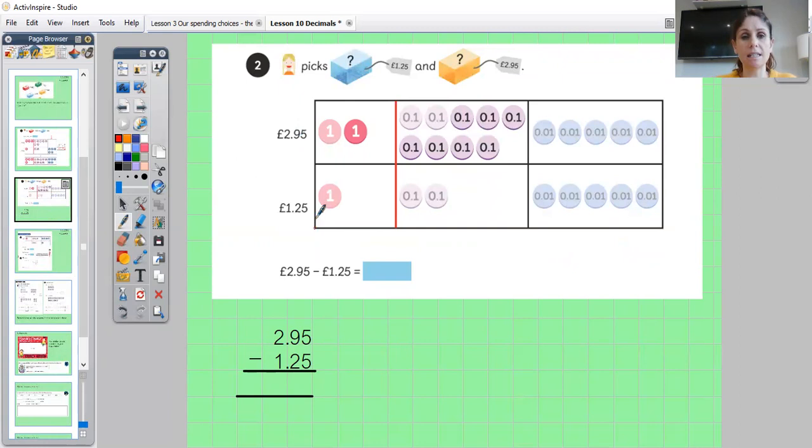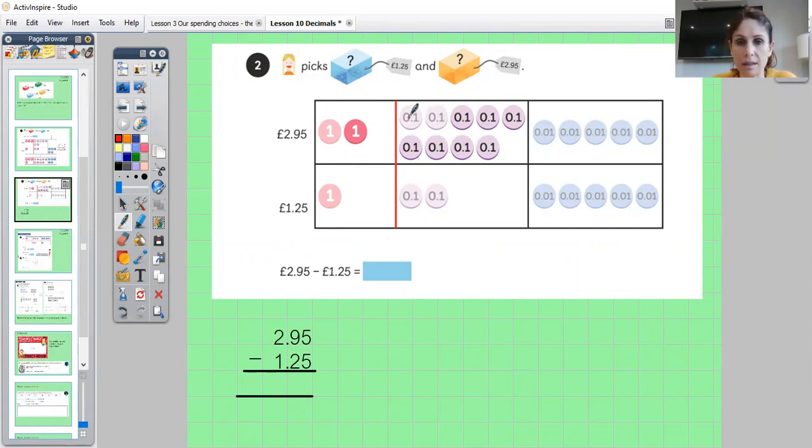Okay, let's have a look at this then. So this time we're thinking about the column method, but we're subtracting. Same thing, we line it all up, we have our decimal points. So Hannah picks a blue box and a yellow box, £1.25 and £2.95. And this time we want to know the difference between the two prices. So we have got 2 whole pounds, take away 1 whole pound. Now you can see that we've got 90 in here, 90 pence, which is 0.9, 9 tenths.